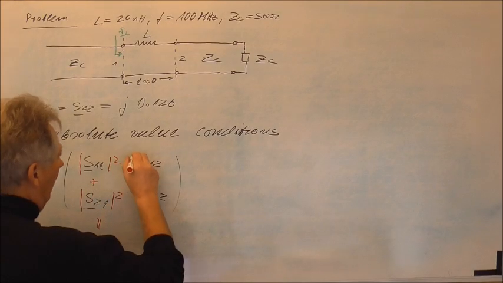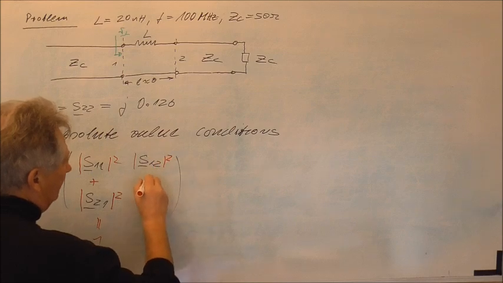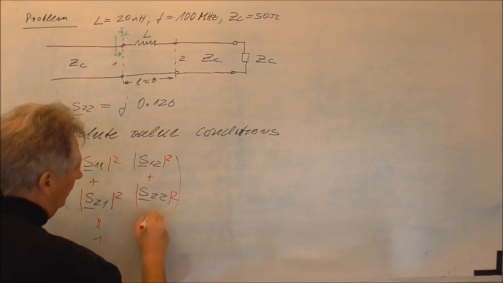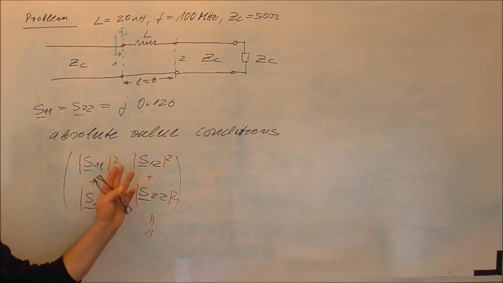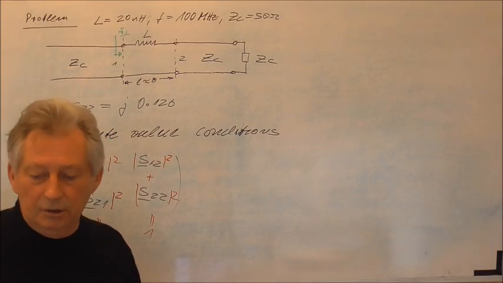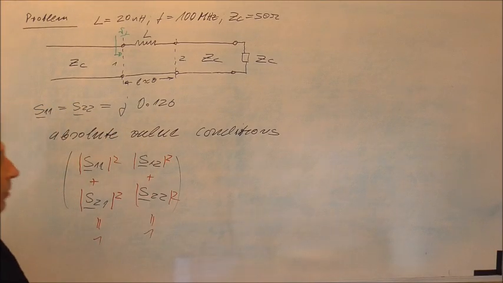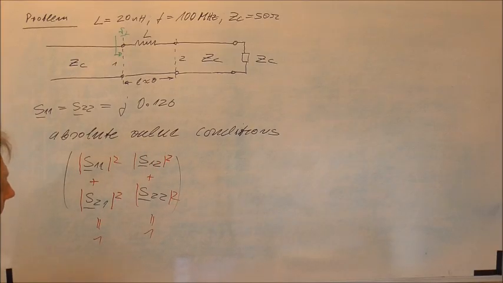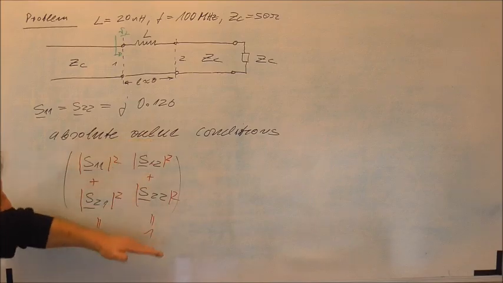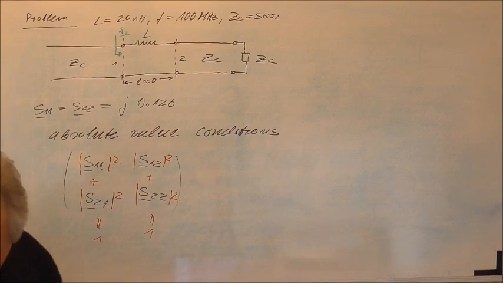And also the absolute value of this plus the absolute value of this must be 1. So this I call the absolute value conditions of a two-port, of a lossless two-port. Of course, this is only valid for a lossless two-port. And this is how you can easily remember these two equations.